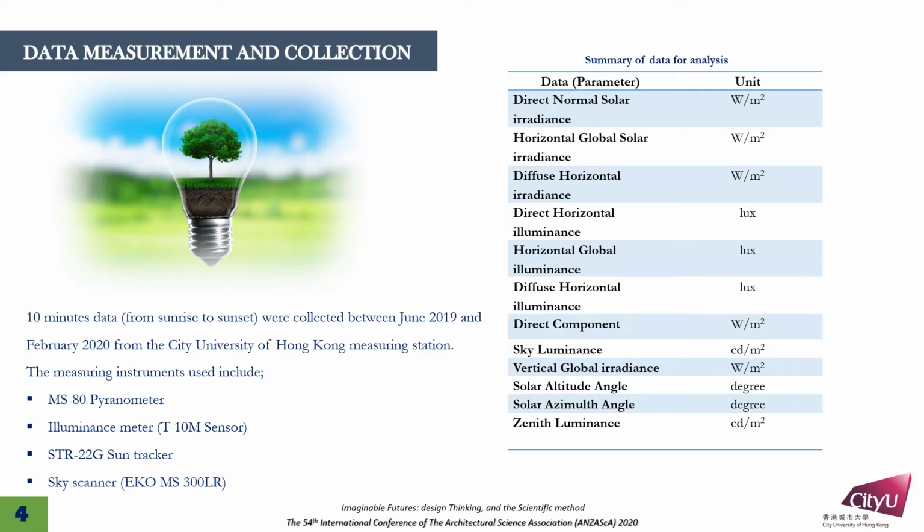For the data measurement and collection, 10-minute measurements were taken from June 2019 to February 2020 at the City University of Hong Kong measuring station. The instruments used include the pyranometer, the luminance meter, the sun tracker, and the sky scanner. The summary of data used for this analysis is shown in the attached table below.